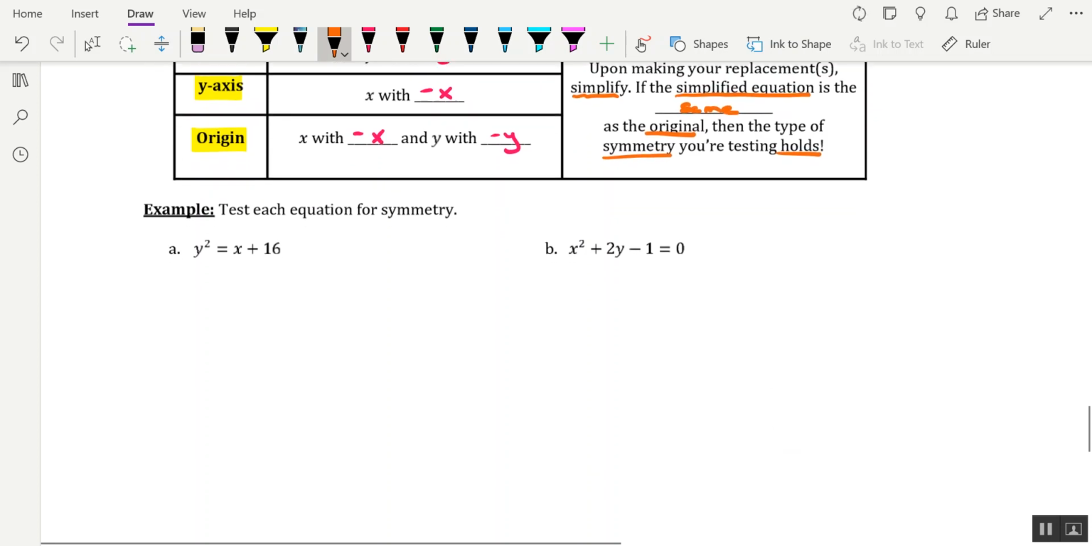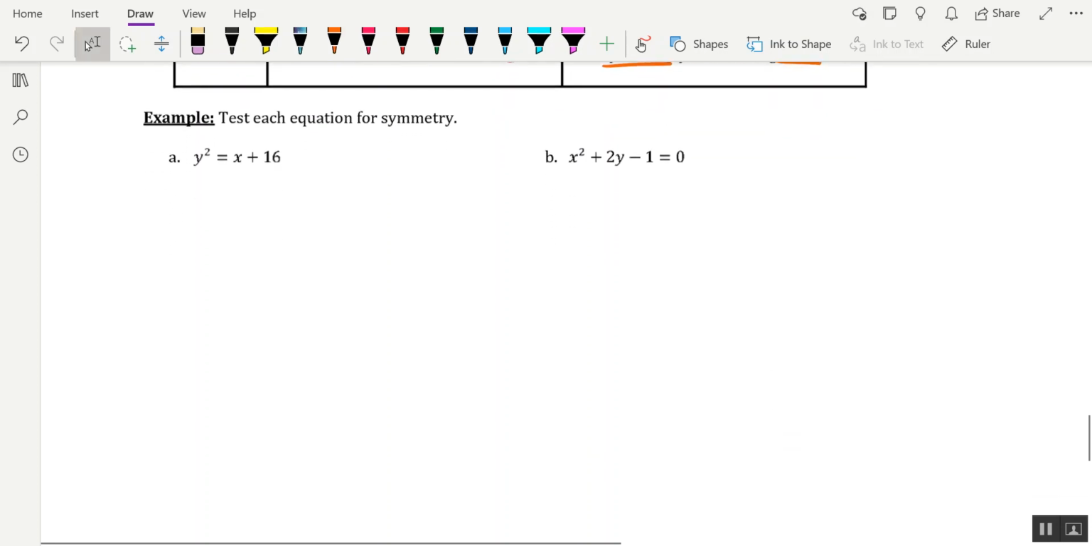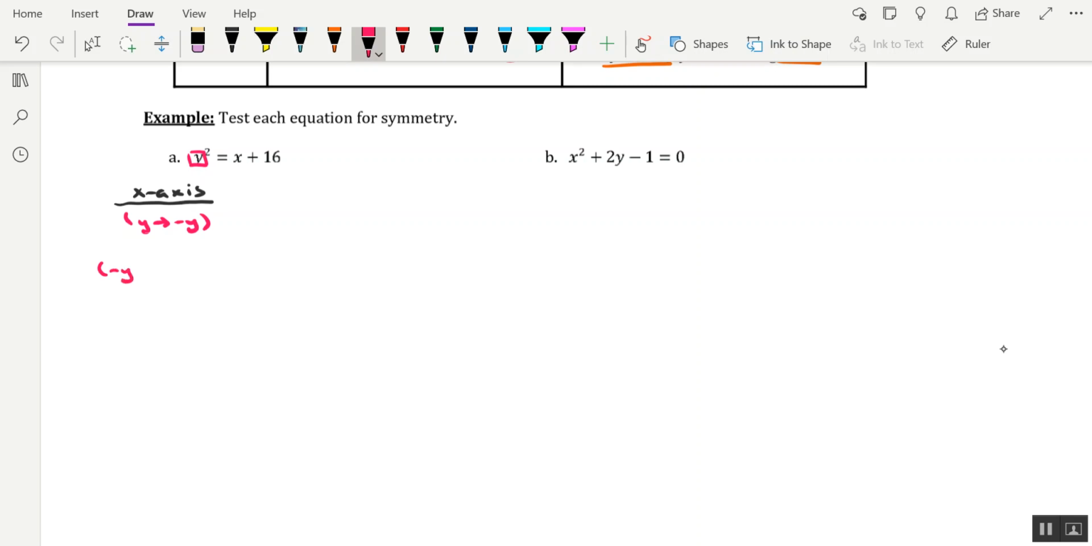We're going to test y squared equals x plus 16 for these symmetries. Let's start with x-axis. So for x-axis, we're going to replace y with negative y. So this variable y gets replaced with its opposite. And since y is being squared, we're going to want to include negative y in a set of parentheses. The right-hand side, there are no replacements, so I'll leave it as is.